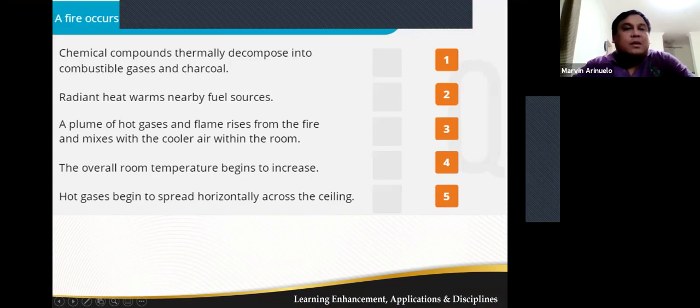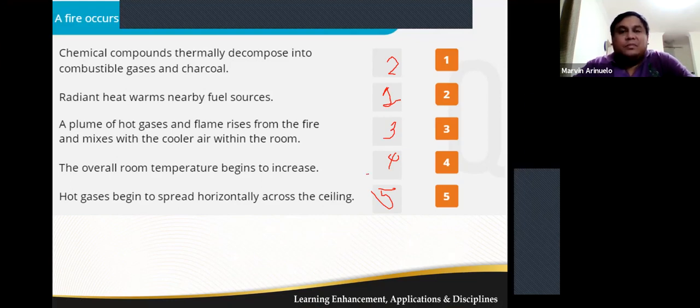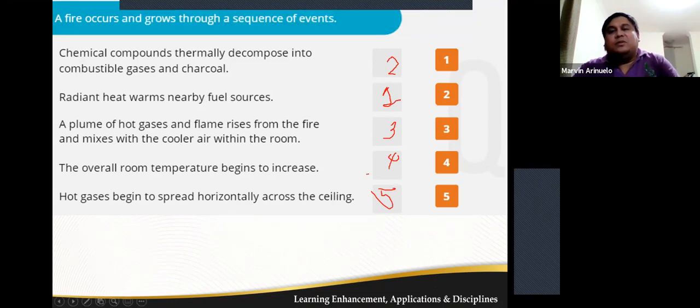No? Anyway, a fire occurrence grows through a sequence of events, which we discussed many times. This is your fire life cycle. Number one, radiant heat energy near a nearby fuel source. Number two, chemical compounds thermally decomposed into combustibles. Number three, a flow of hot gas and flame rises from the fire and mixes with cooler air within the room. Number four, the overall room temperature begins to increase. And number five, hot gas begins to spread horizontally across the building. That's it. So this is just a sequence.